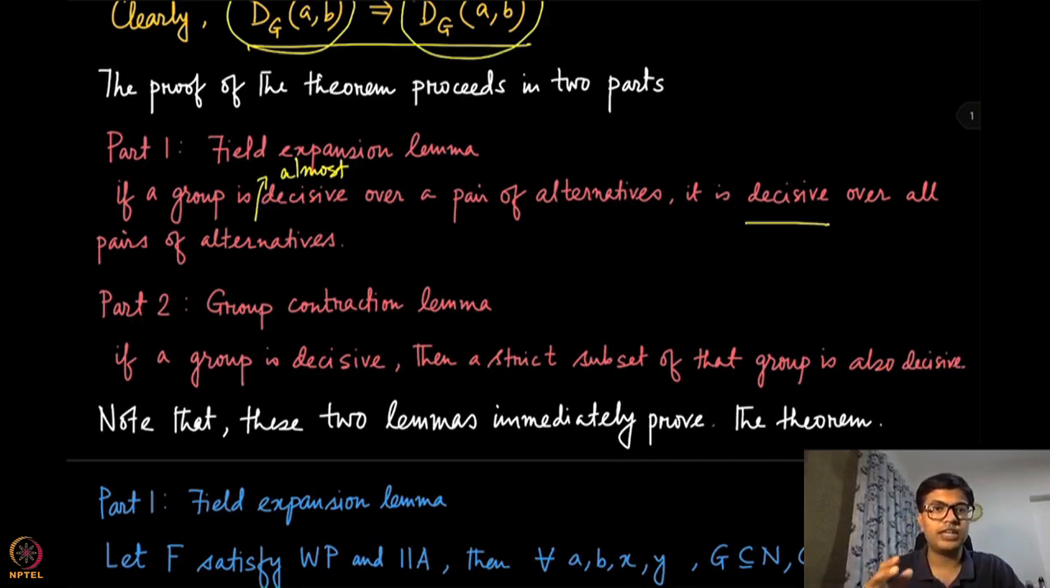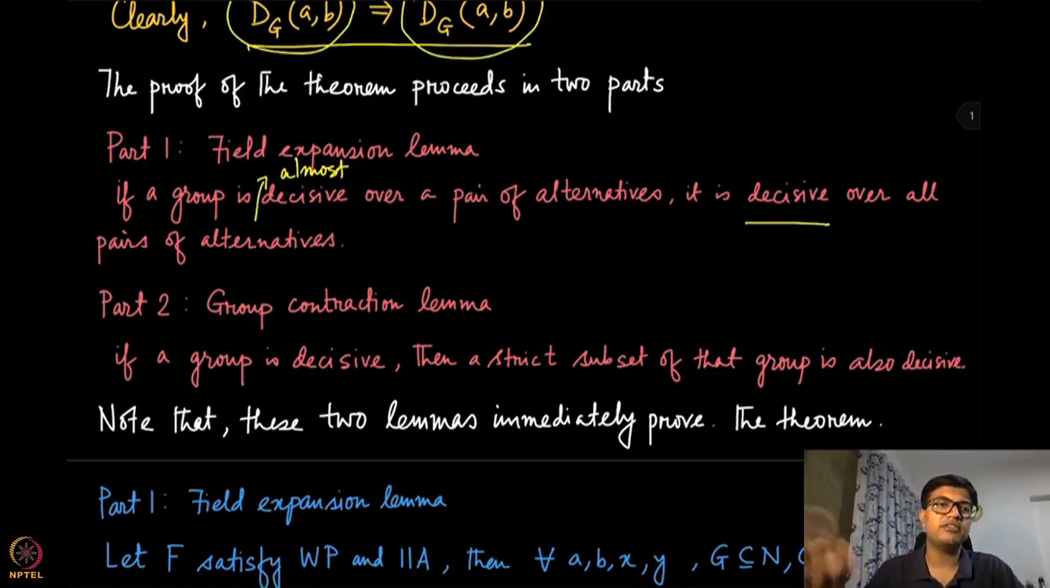Because if you look at the field expansion lemma, you know that if you look at the whole set, so if G is actually equal to N, then by weak Pareto we already know that that is going to be decisive. Because if everyone is preferring A over B, by weak Pareto we already know that in the final outcome, A will also be above B. Now, if you apply the field expansion lemma, then you know that this is decisive over this pair of alternatives, and you can actually replicate that for any pair of alternatives. So it is going to be decisive over all pairs of alternatives. So that is the first part.